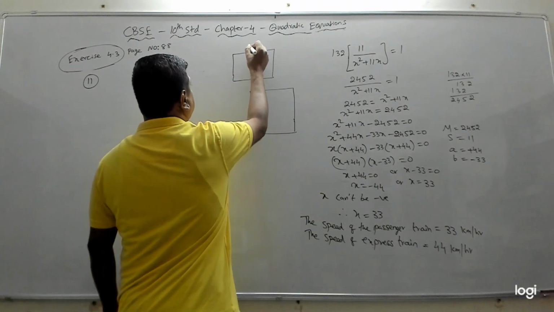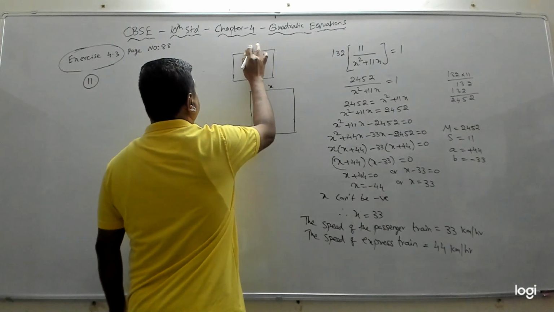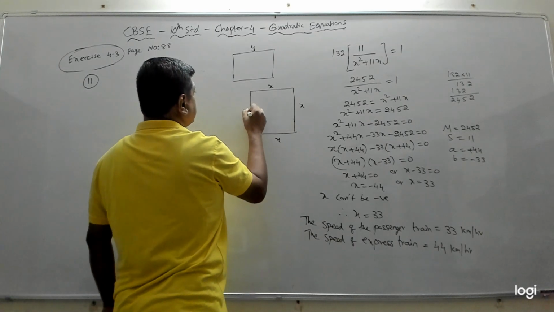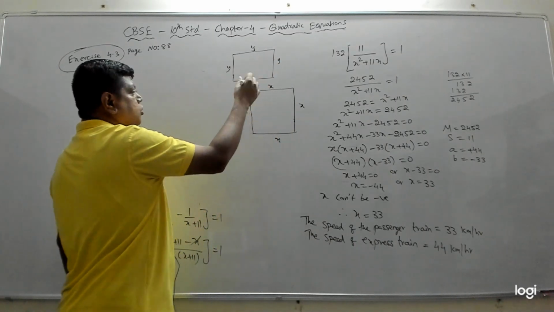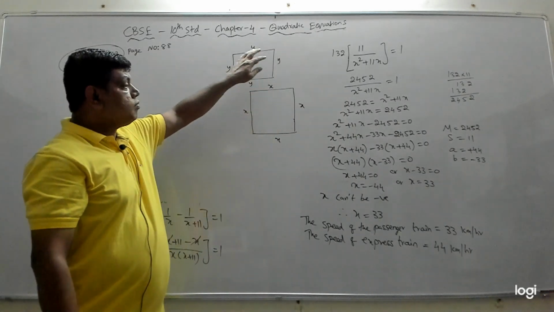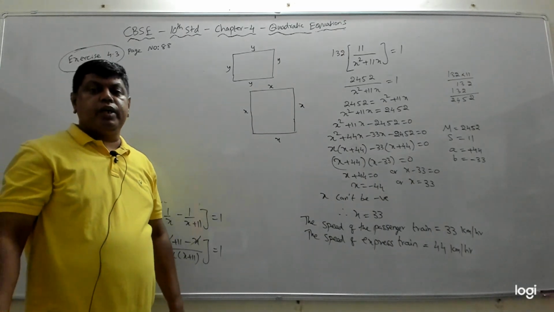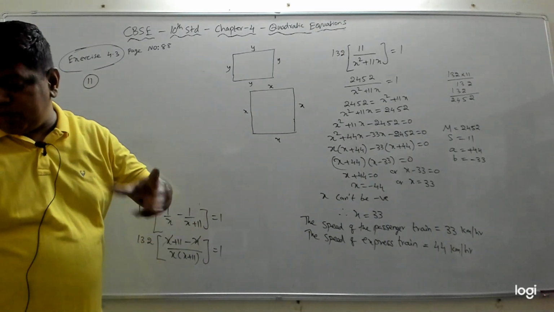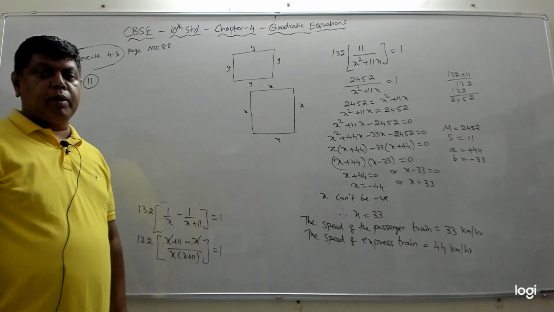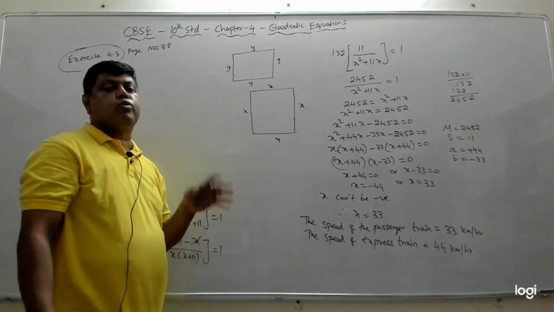Suppose the square side is x. This square, suppose this is x, this is y. The side of this square is x, this is y. Both are squares. What it says is the area of this square plus area of this square, the sum of the areas is 468 meter square, and the difference of their perimeter means if you subtract their perimeters, it is 24 meters. We have to find the sides of the two squares.